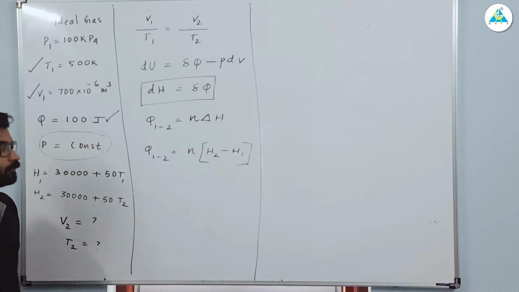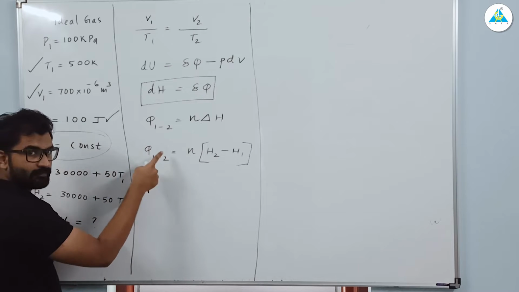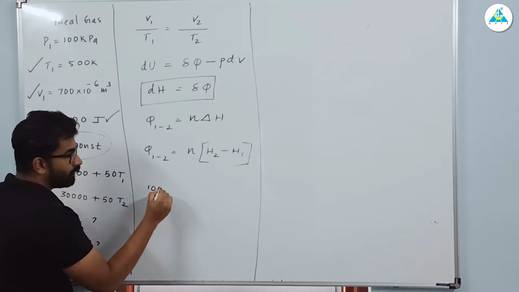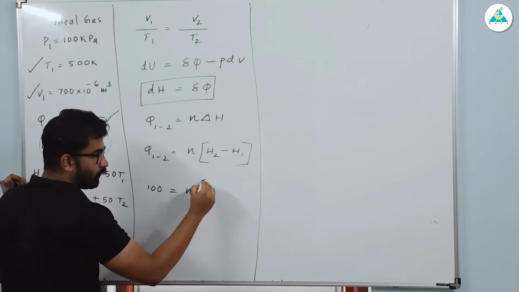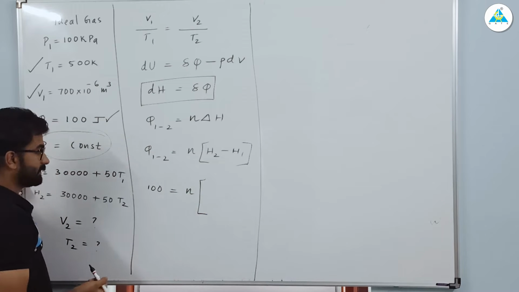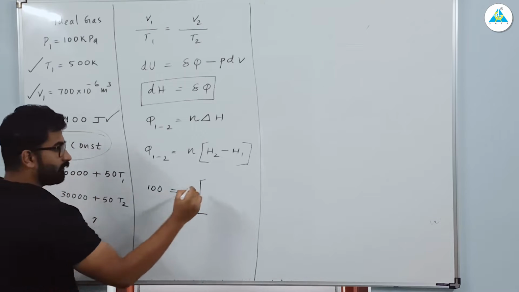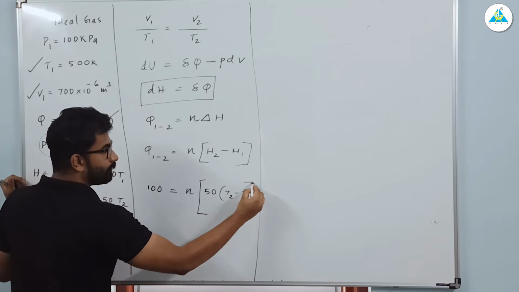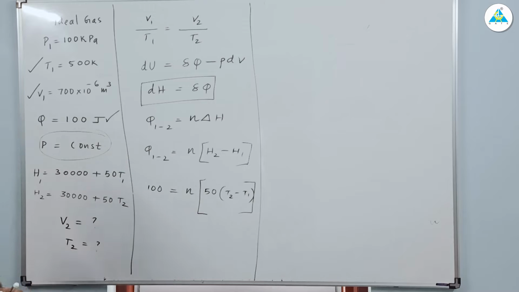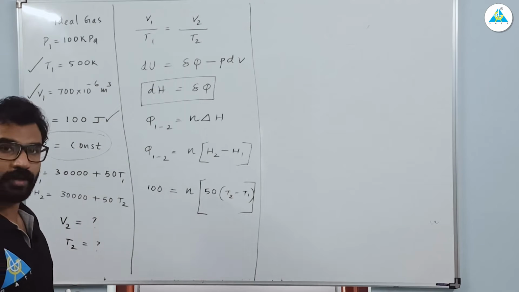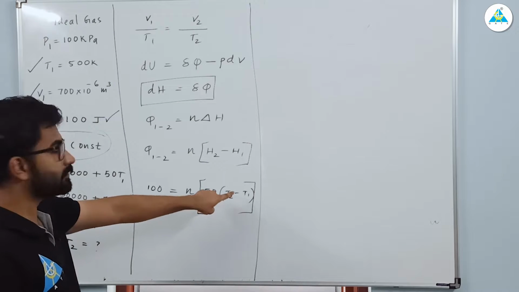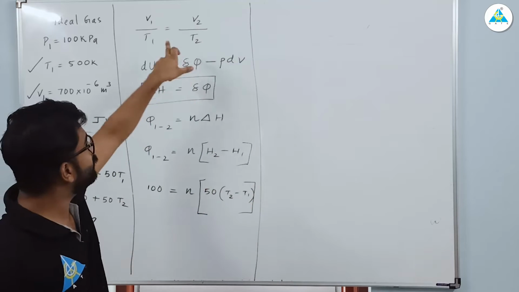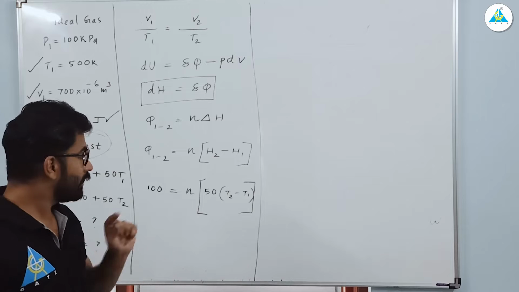Now substitute. So what is the heat transfer during that one process, constant pressure process? Heat transfer is given as 100 joule. Number of moles we don't know. What will be H2 minus H1? H2 minus H1 will be 50 into T2 minus T1. Okay? So what all are unknown here? T1 is 500, no problem. T2 is unknown, we have to calculate that so that we will get V2. Okay? Now the number of moles.